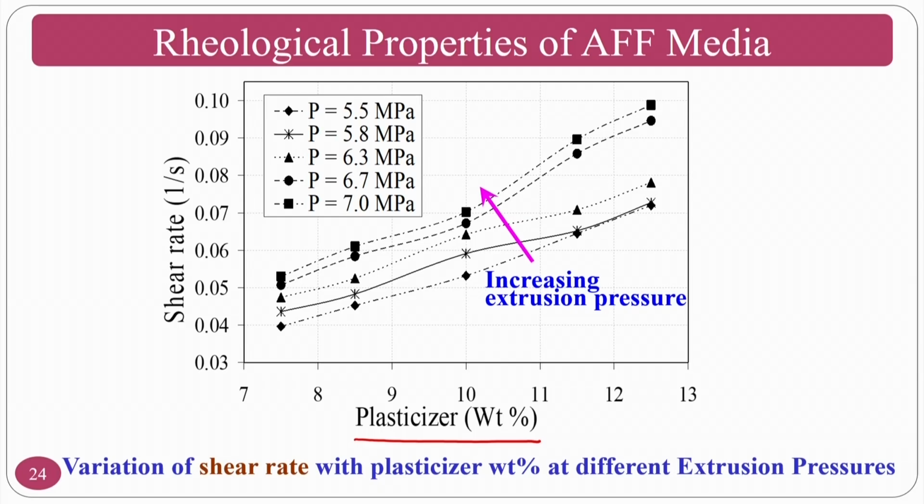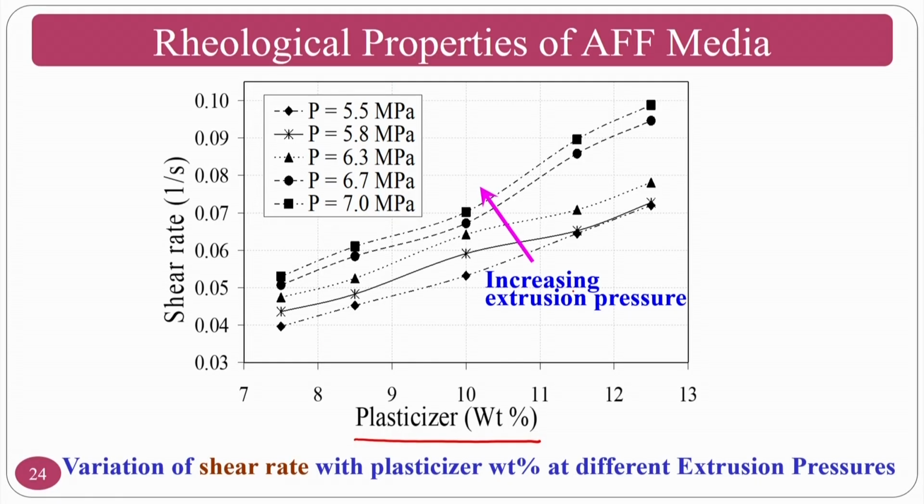Okay. So, as you can see here, as the plasticizer content increases, what will happen? The medium viscosity will go down. The flowability of the medium will increase. That is why the curves are trending in an increasing trend with respect to the weight percentage of the plasticizer. At the same time, if you see here, if you increase the extrusion pressure, what you are going to experience is that the medium flow rate will increase because you are putting more and more pressure on the medium. So, both the conditions are kept in this particular thing and we have measured the shear rates.